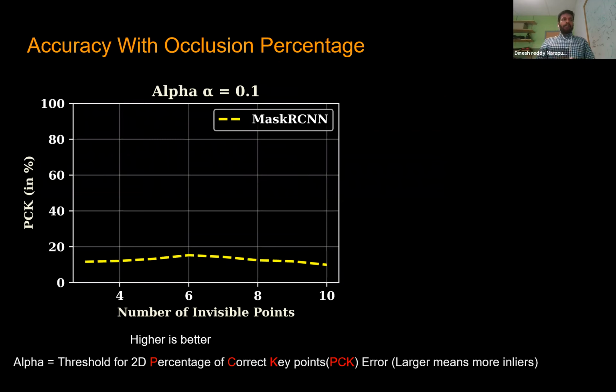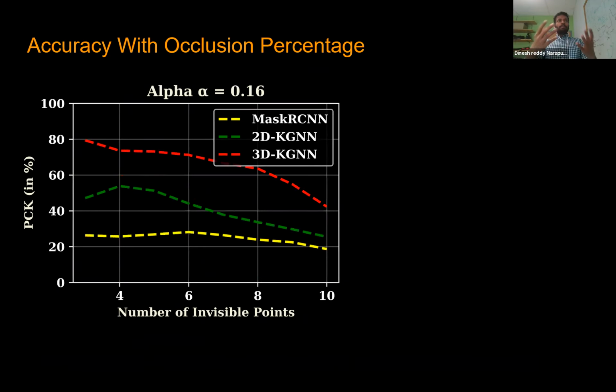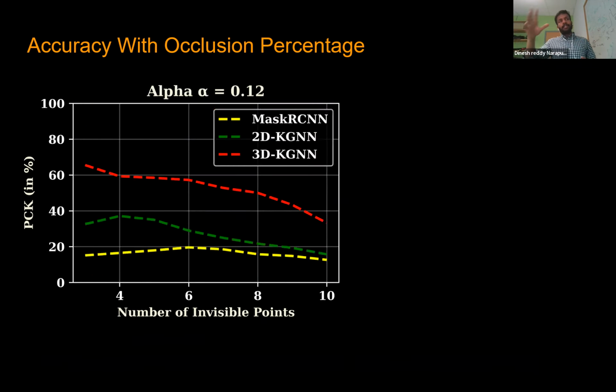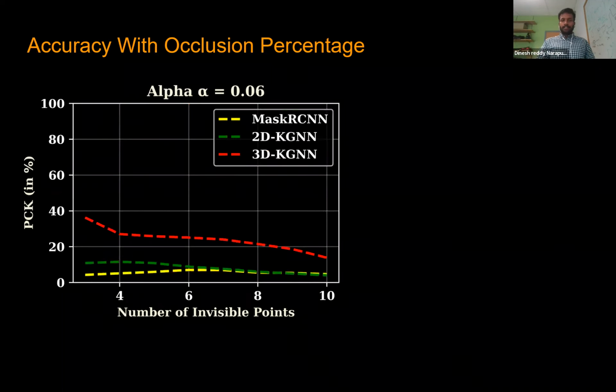So again, coming back, how the accuracy changes with occlusion percentage is a very important question I always ask. As you see, the number of invisible points is the occlusion percentage. As you keep increasing it, mask Gaussian falls, but our 2D KGNN gives better results, although it also drastically reduces. But just using these 3D constraints, you get a much higher accuracy. And we show with different percentages of the threshold that OcclusionNet is able to do much better accuracy than mask Gaussian in general.